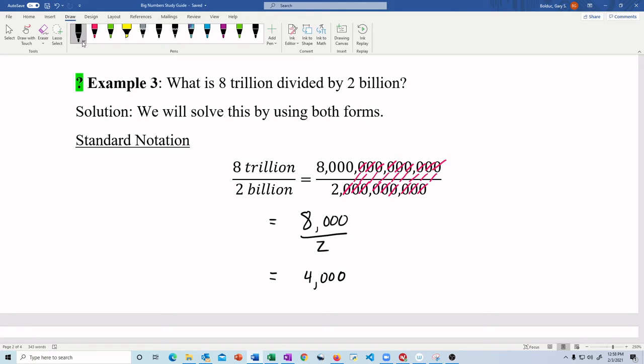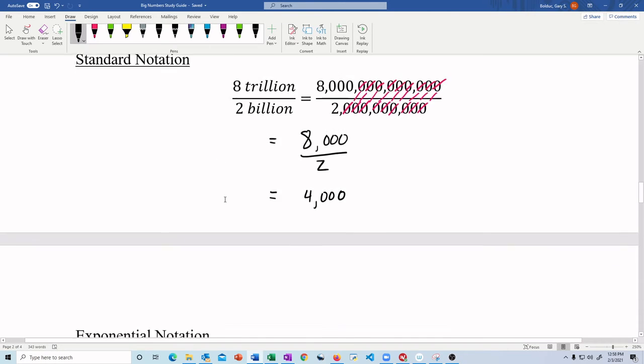All right, so there you go. You can cancel all your zeros and you get to something that's much nicer to do the division of. This is fine. This works. Just be careful. You already saw me mess it up once with trying to cancel the zeros, but this works. All right, what about the exponential notation?